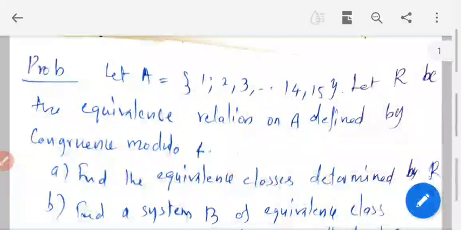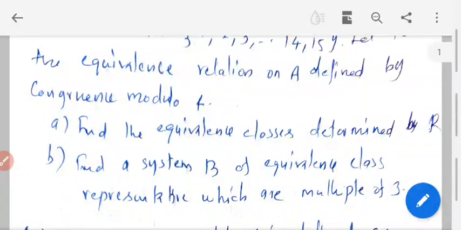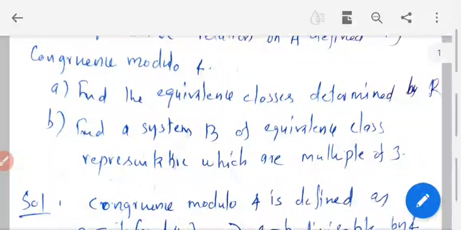We have a set A of integers from 1 to 15, and we define R as an equivalence relation on A by congruence modulo 4. The question is to find the equivalence classes induced by this congruence relation. Also, find a system B of equivalence class representatives which are multiples of 3.